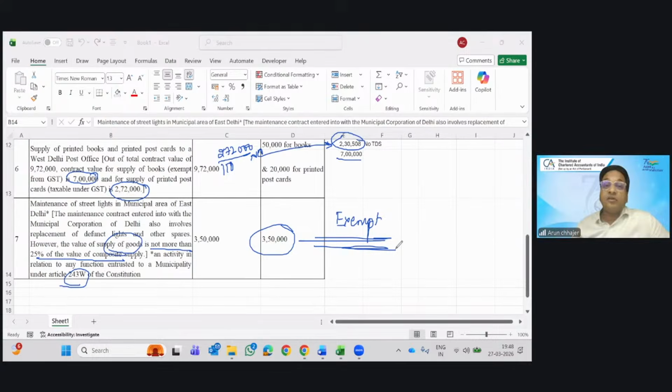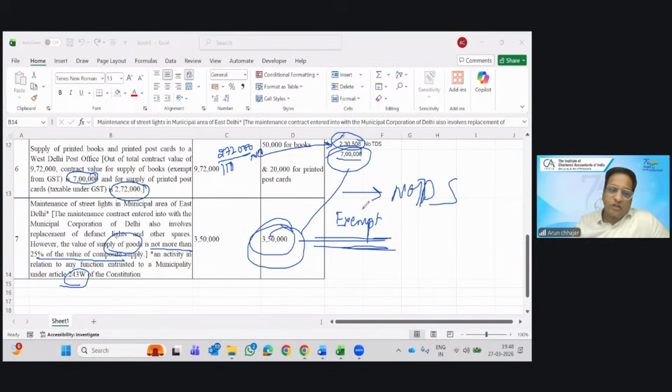The answer is just now हमने कंप्लीट किया ना. यहाँ पे तो 7 लाख का exempted, यहाँ पे 3.5 लाख है. So answer would remain the same, no TDS. Because the supply is not at all taxable, therefore the answer would remain same. The answer we have discussed.